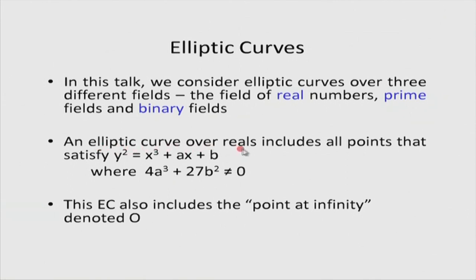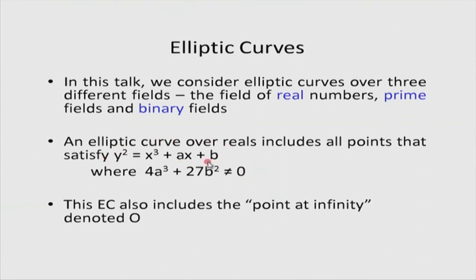So the elliptic curve over reals includes all points that satisfy this equation. The elements x, y, and even the coefficients a and b are all elements of the real numbers. We refer to such a graph as an elliptic curve over reals. We say over reals because these coordinates and these coefficients a and b are real numbers. The constraint is that 4a cubed plus 27b squared should not be equal to 0. So this is the equation of the elliptic curve.